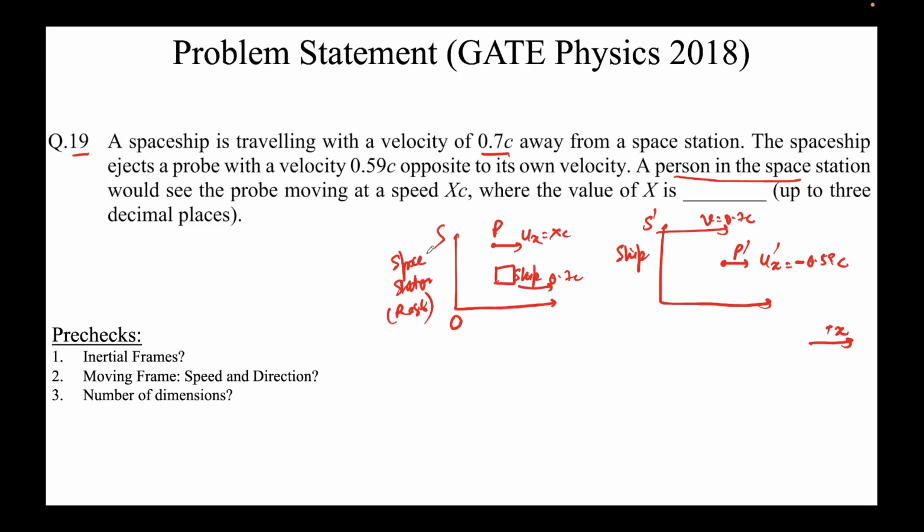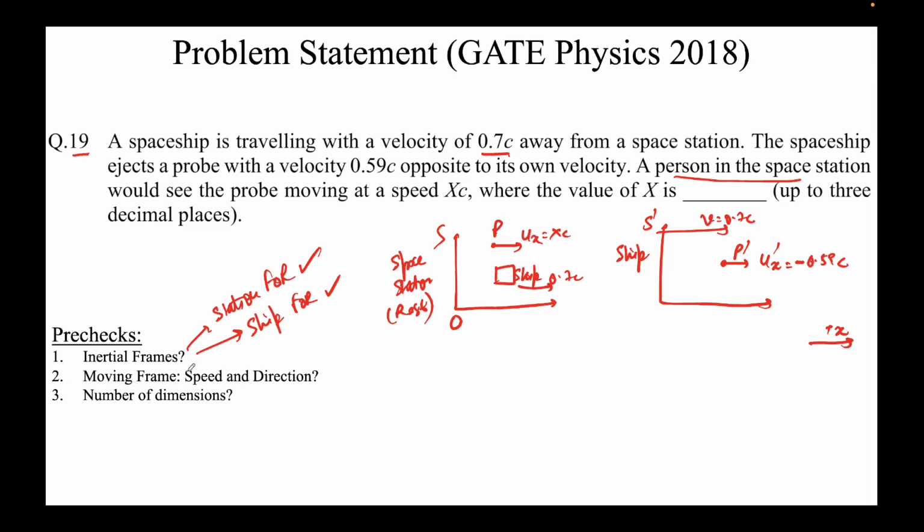Now we check whether the frames are inertial or not. We have assumed the space station to be at rest, so the station frame of reference is inertial. What about the second frame, the spaceship frame? The spaceship is moving at constant velocity. So again, the ship frame of reference is also inertial. Now both the frames are inertial, so we can directly apply the Lorentz velocity transformation formula.